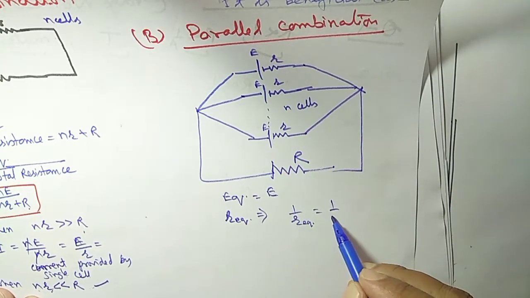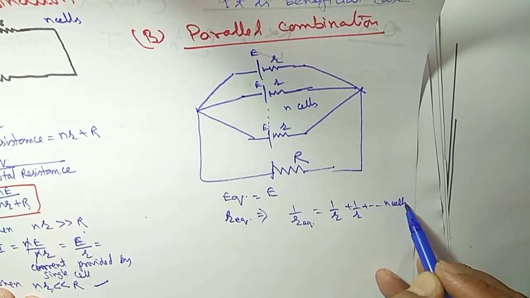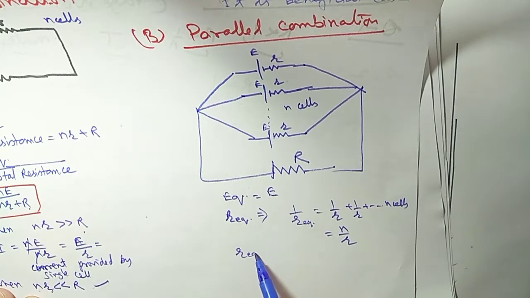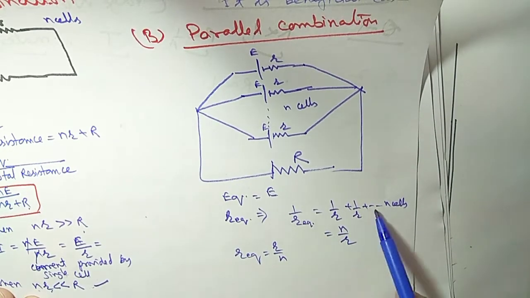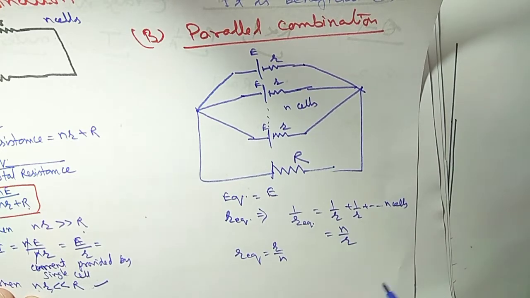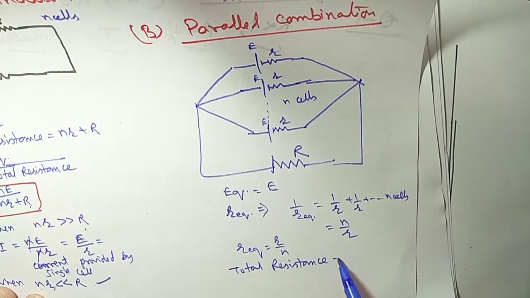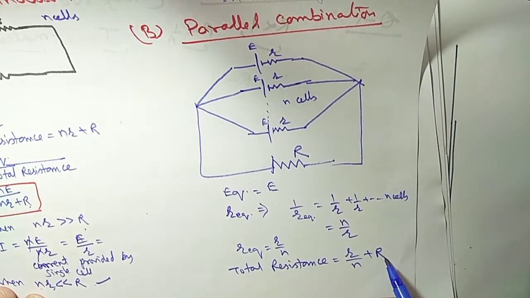So it is 1 upon r plus 1 upon r, so n cells are here. So it is n upon r. So r equivalent is equal to r upon n. Is it clear? n cells are here, so it is r upon n. So the total resistance of the circuit is r upon n plus capital R.